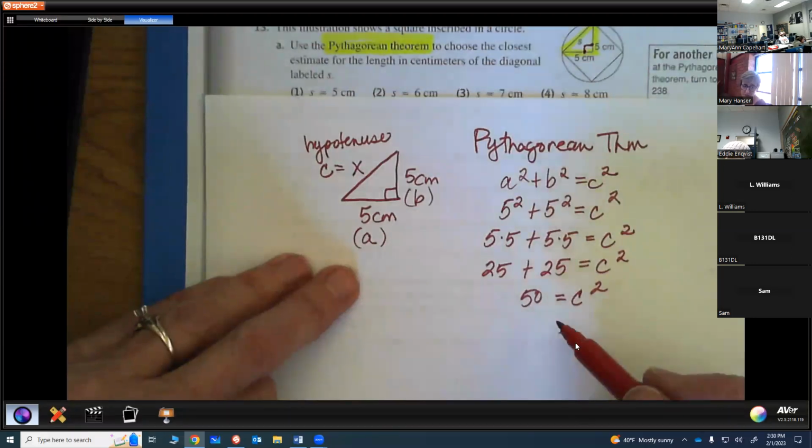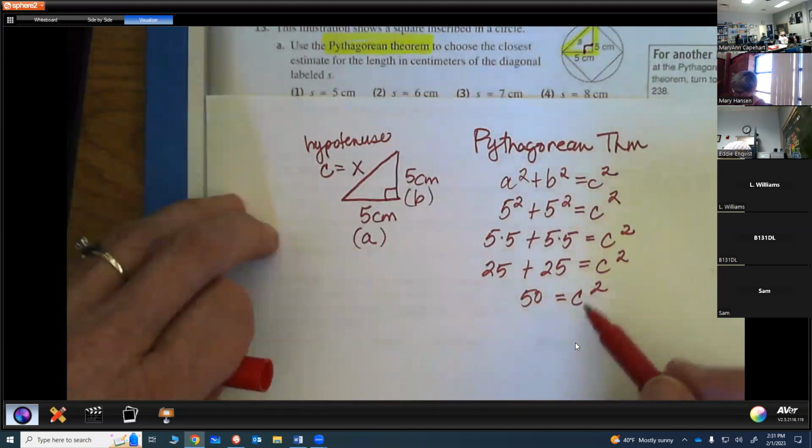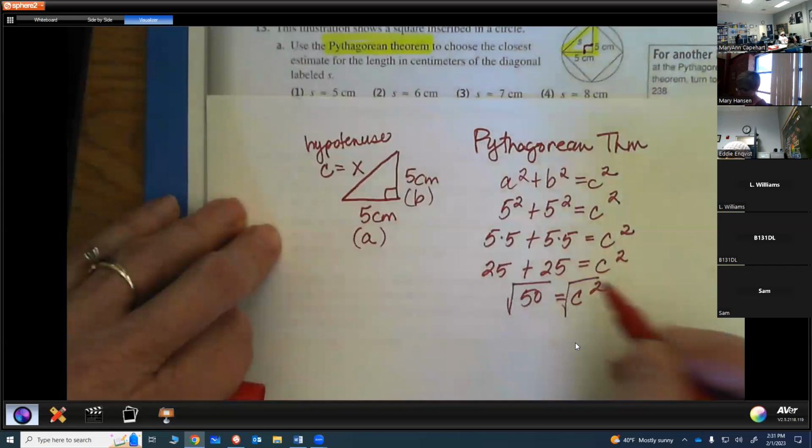So for example, 5 times 5 is 25. 6 times 6 is 36. 7 times 7 is 49. And 8 times 8 is 64. And so 7 times 7 is 49, which is really close to 50. So this C is going to be really close to 7. And what you do is you end up taking what's called the square root of 50.